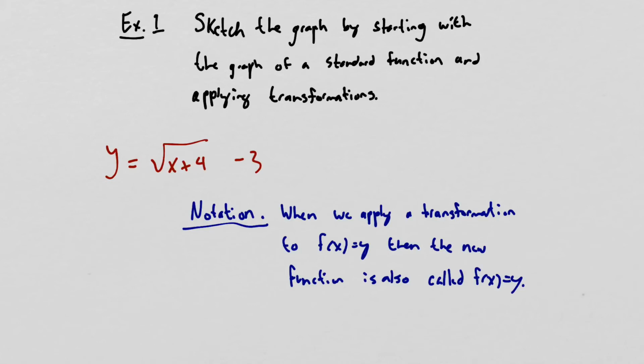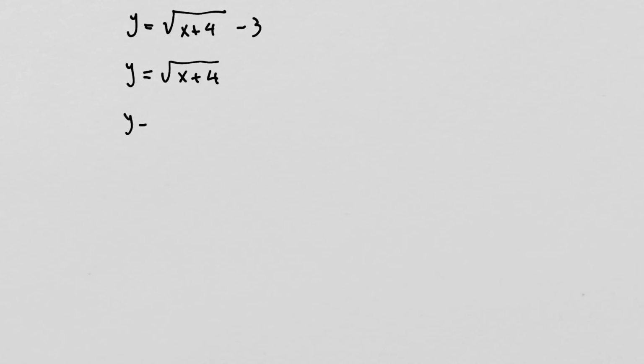So let's go ahead and find the standard function. The way we're going to do that is we're going to take the function that we're given and just peel off the transformations. So we start off with y is equal to the square root of x plus 4 minus 3. And we peel off a transformation. In this case, let's just get rid of the negative 3. So this is going to be y is equal to the square root of x plus 4. Again, let's peel off another transformation. This time we'll peel off the horizontal shift, and so we'll get rid of the plus 4 from our function, and what we're left with is y is equal to the square root of x here.